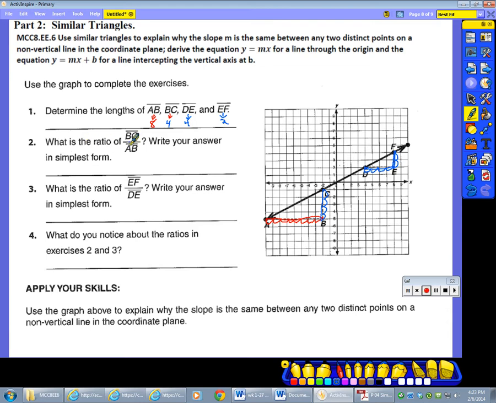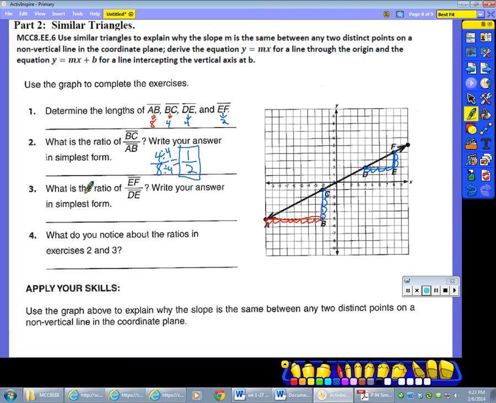So what is the ratio of line BC, right here, over line AB? So BC is 4 over AB, which is 8. Now that can be simplified. I can divide both by 4. And so 4 divided by 4 is 1, and 8 divided by 4 is 2. So in this case, after I simplified it, I've got 1/2.